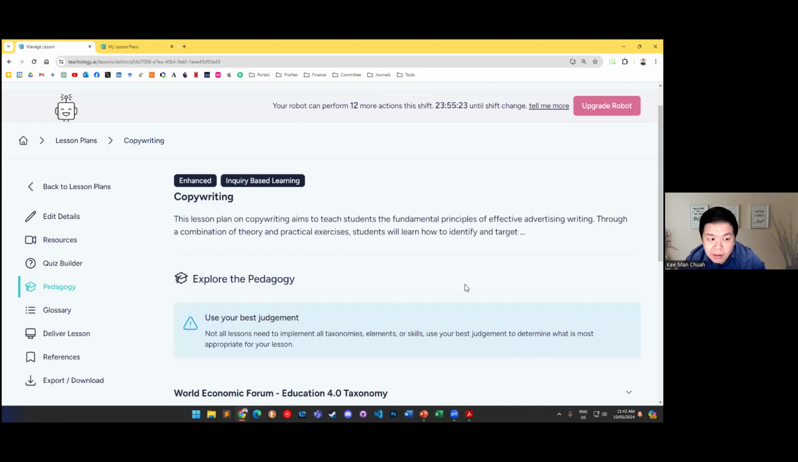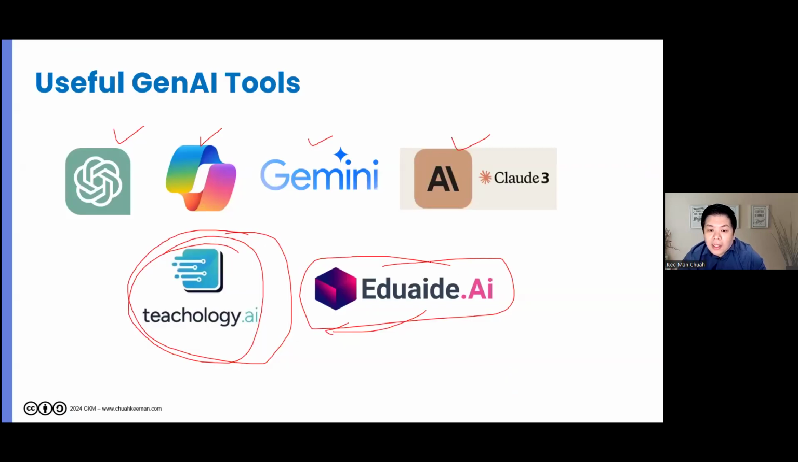They're trying to do that at the moment. Okay, it's still free. So just make use of it while it's still free. EduAid is similar, but it's for schools. Later on, if you have the time, you can go to EduAid and then explore. You will see similarities. EduAid also comes with a specific component for gamification.